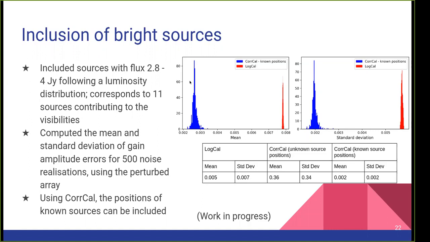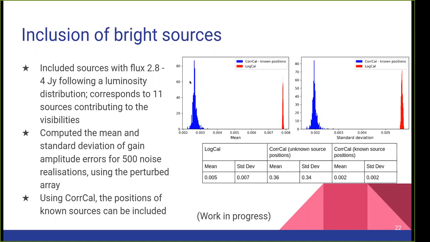Another reason that CorrCal is quite ideal is you can input the known positions of the sources. So you include information on the per visibility response to sources with known locations on the sky. You can see that CorrCal has a lower standard deviation and mean than LogCal does if you include a few bright sources.